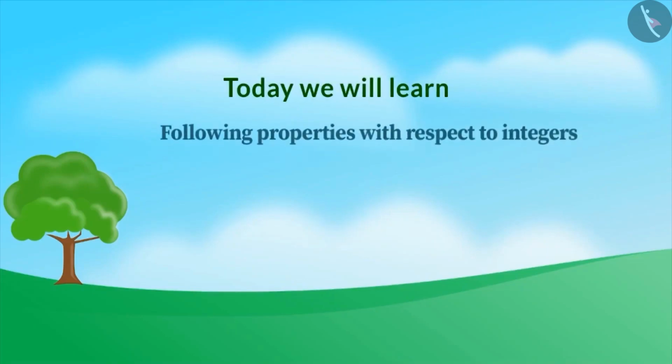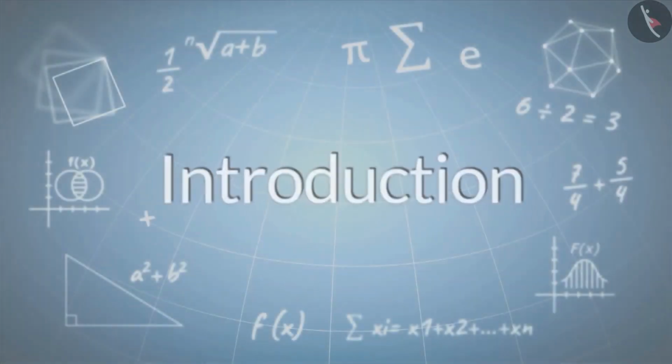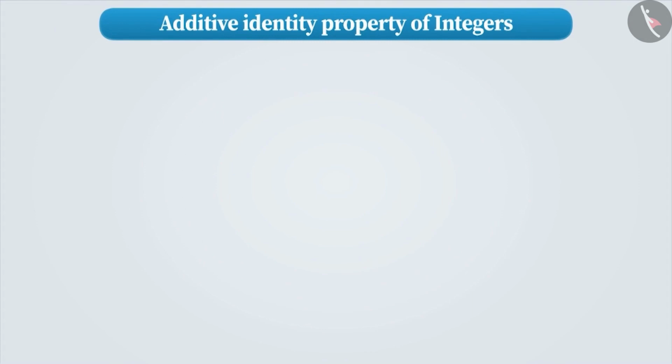Today, we will learn the following properties with respect to integers. Have you ever thought what will be the addition of any integer with 0? Let's understand it. Suppose that the value of one apple is +1 and the value of one orange is -1.